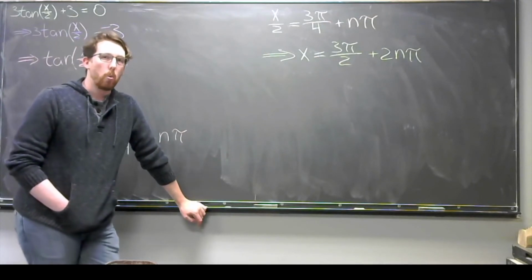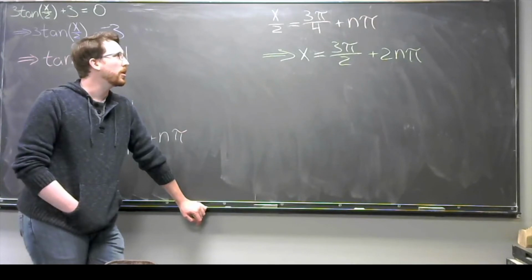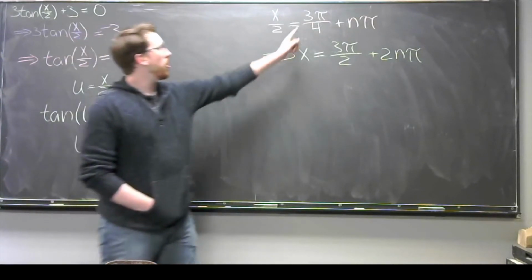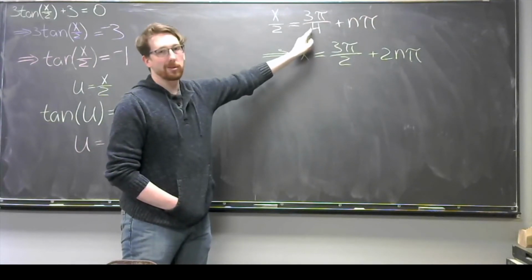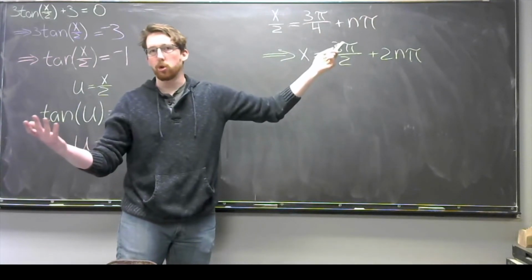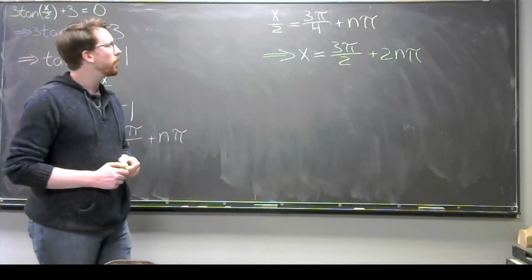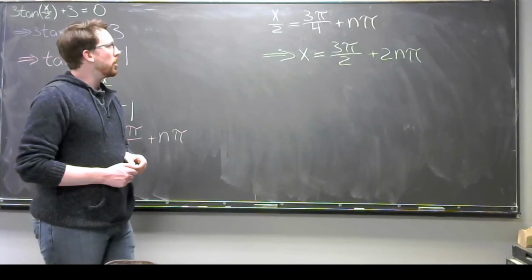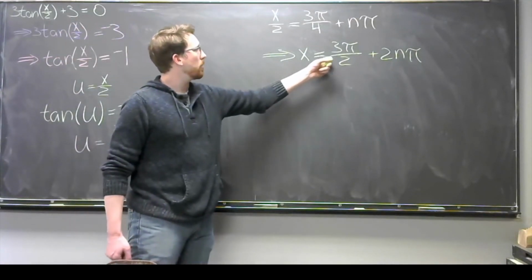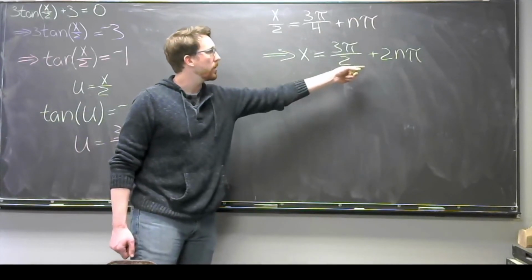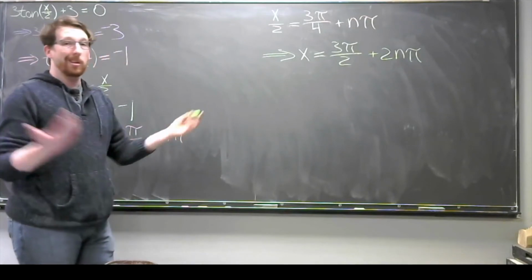Okay, why is it over 2? Well, it's over 2 because when we multiply this all, the 2 cancels down here, right? 2 over 4 is equal to 1/2, and that's what we used there. Cool. So that means x is equal to 3 pi over 2 plus 2 times n pi. And that's it with this.